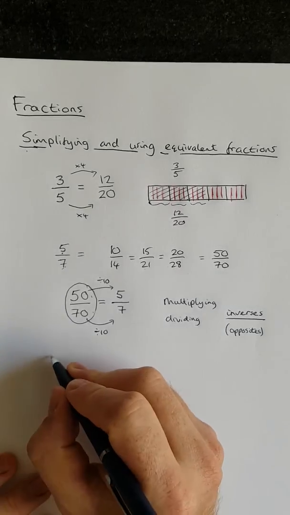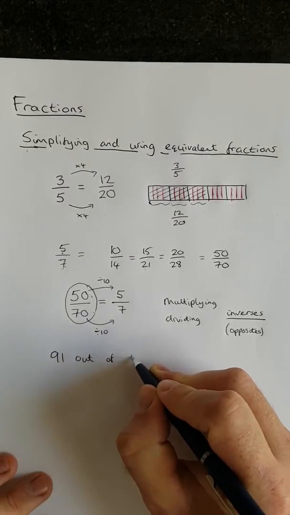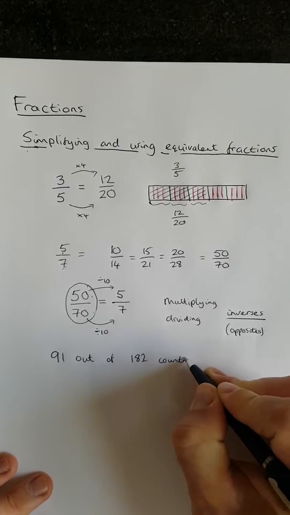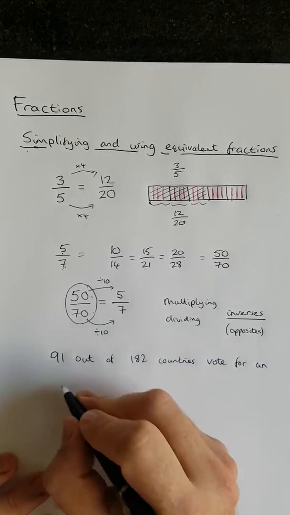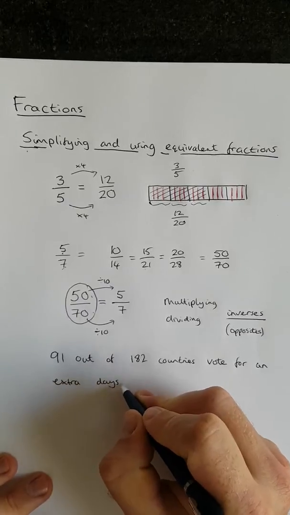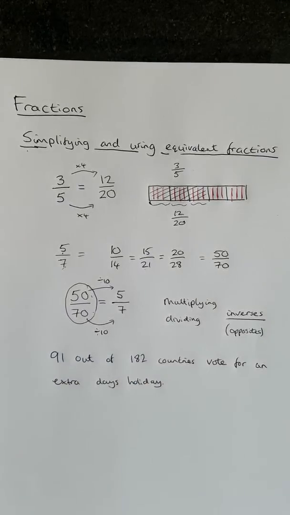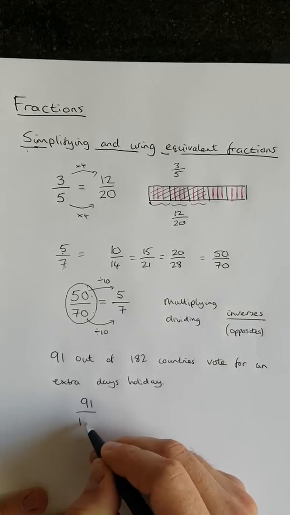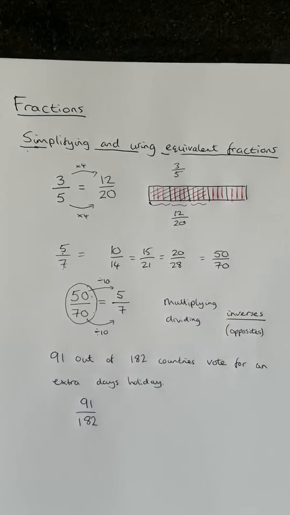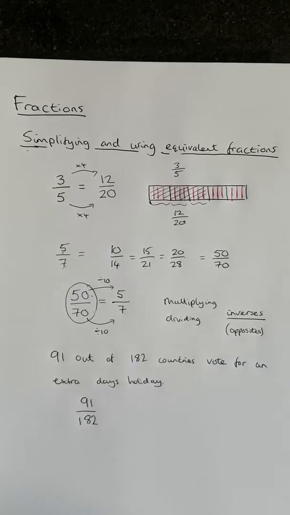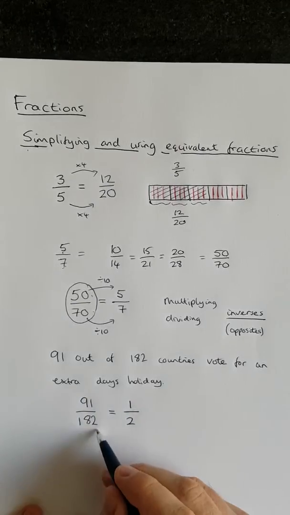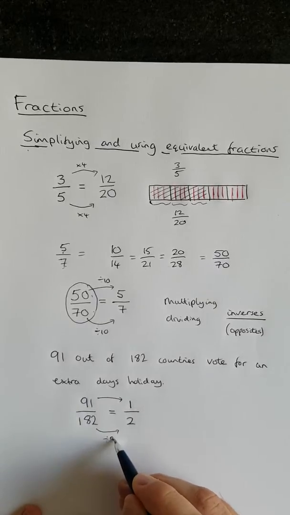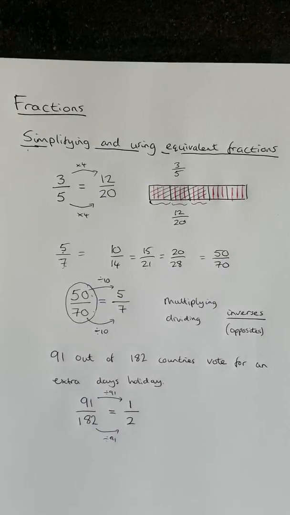Take, for example, the following. 91 out of 182 countries vote for an extra day's holiday. That's hard to say, but 91 out of 182 is actually your favourite fraction. It's just in disguise. 91 out of 182 is a half, because both parts, when divided by 91, work like so.